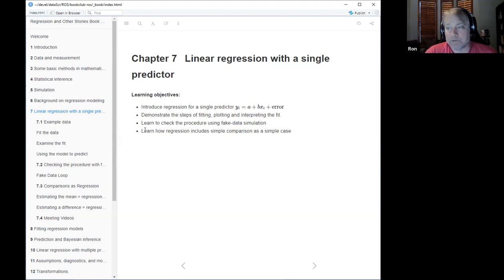I'm sorry, I'm talking a little ahead of what I'm going to probably repeat myself, but that's okay. And then finally, we're going to look at how linear regression also includes the ideas of these simple comparisons, kind of like the A-B comparison type things that we did talk about in previous chapters.